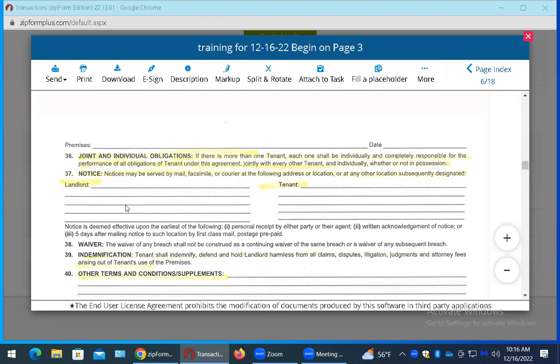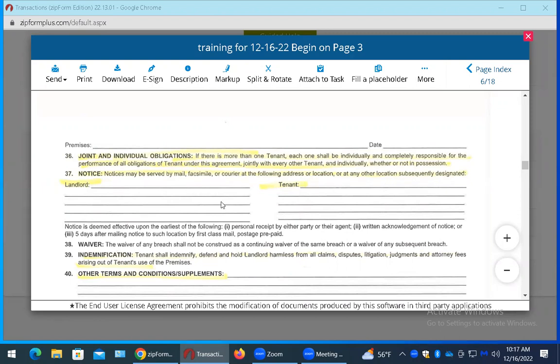In number 36, okay? So 37 is really important because of notices that people may need to serve, like the landlord may need to communicate with the tenant or vice versa. So we like these boxes filled out. So the notices may be served by mail, fax, or courier at the following address or location, or any other location that they subsequently designate.